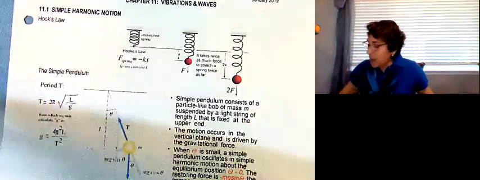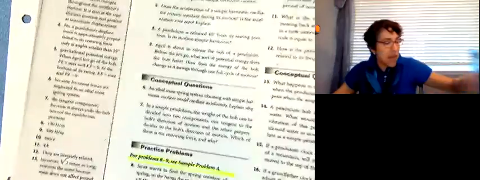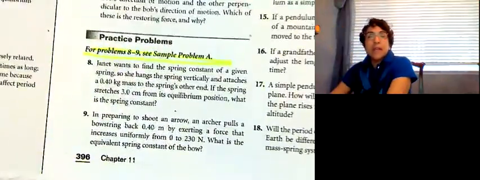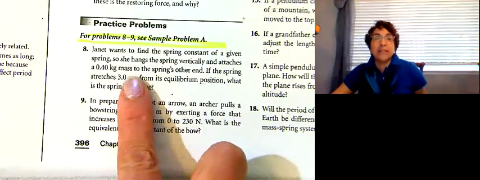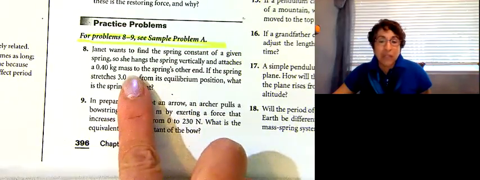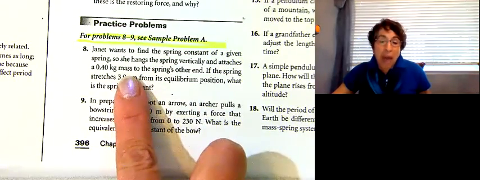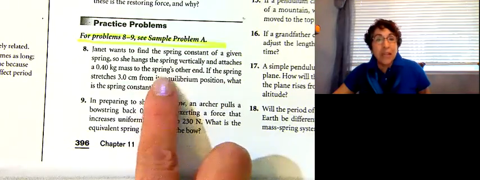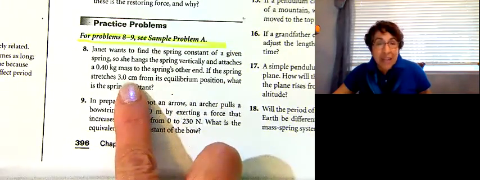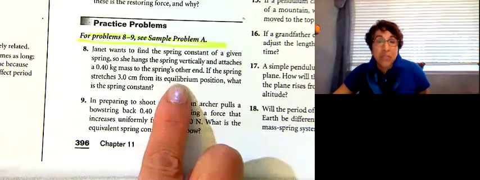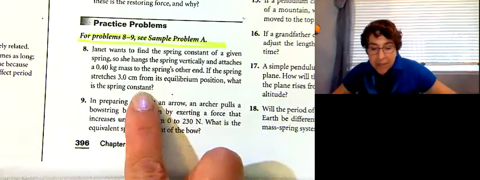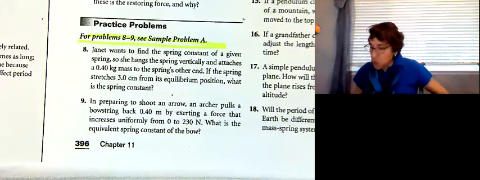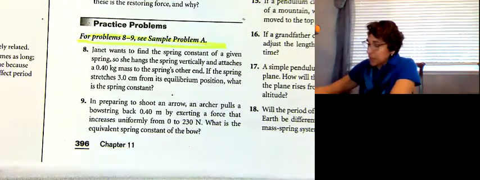Now let's look at the problem of practice A, preparation for practice A. Here it is. Janet wants to find a spring constant, so that's that K of a given spring. So she hangs the spring vertically and attaches a 0.4 kilogram mass to the spring's other end. If the spring stretches 3 centimeters from its equilibrium position, what is the spring constant? All right, and spring constant is going to be newtons per meter. Newtons per meter is the units. So let's take a look at that problem.